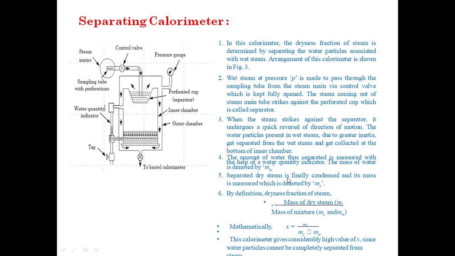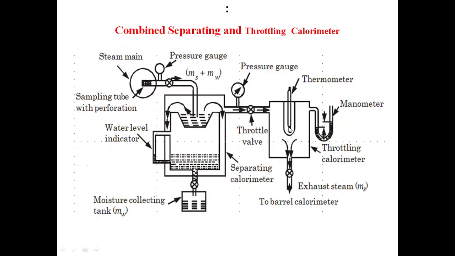The mass of water is denoted by MW. The separated dry steam is finally condensed and its mass is measured, which is denoted by MS. The drainage fraction measured by the separating calorimeter is the mass of dry steam to the mass of the mixture, that is MS over MS plus MW. This is the separating calorimeter.